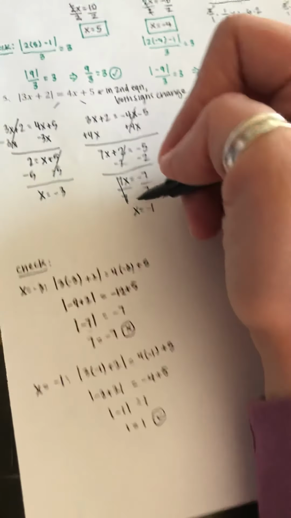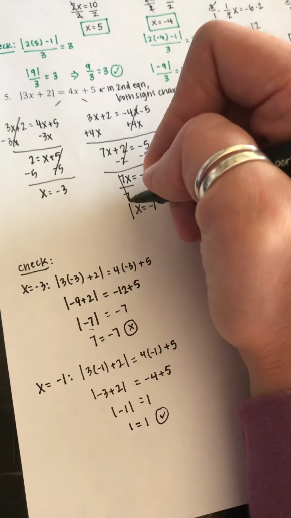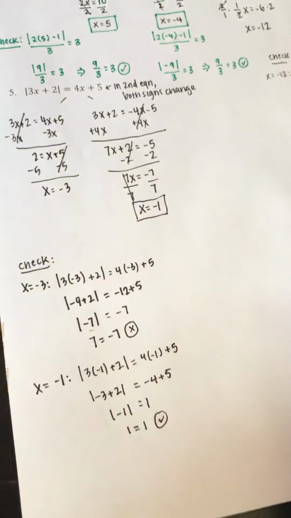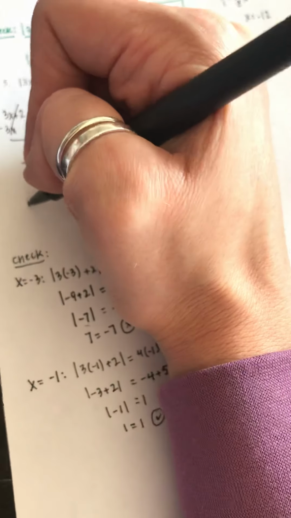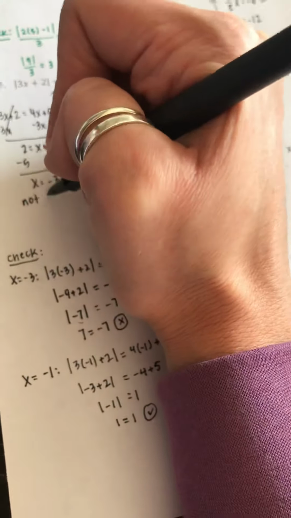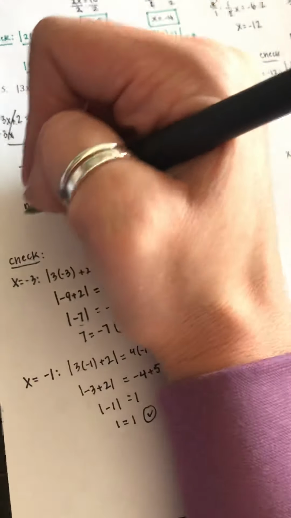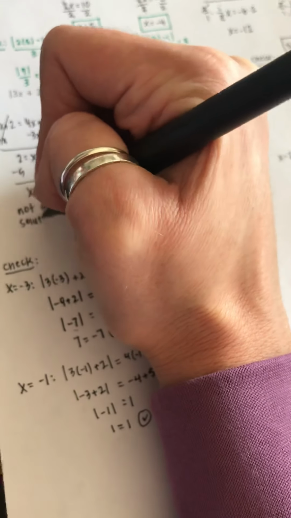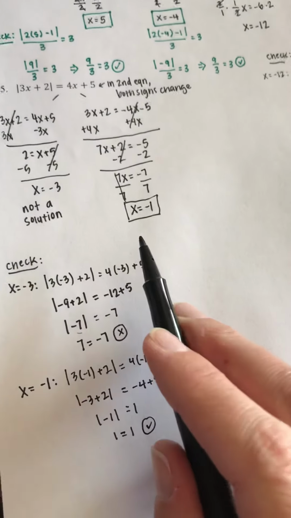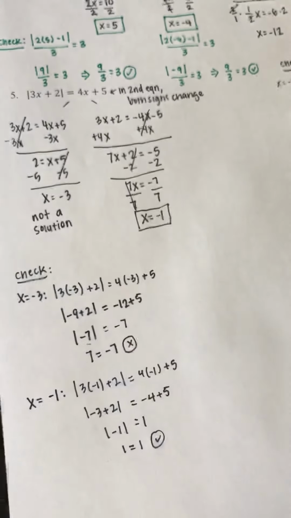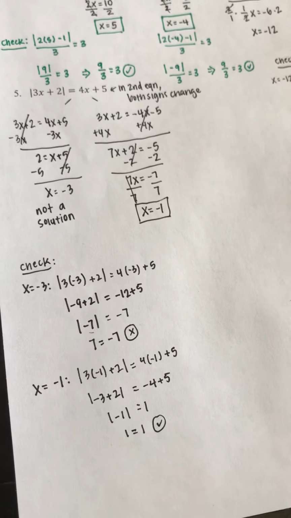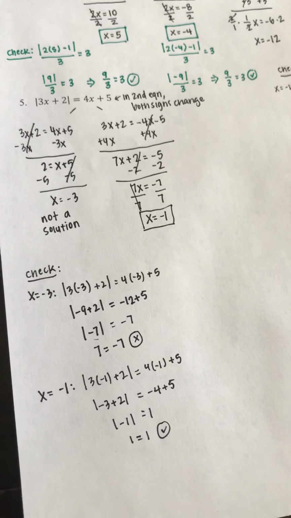So I'm going to go back up here and say, okay, I know that negative 1 is a solution because it works. And I'm also going to write a comment over here that says that x is equal to negative 3 is actually not a solution. So I'm differentiating between what's a solution here and what's not a solution. So it's your turn to try some practice now. Let me know if you have any questions as you're working.